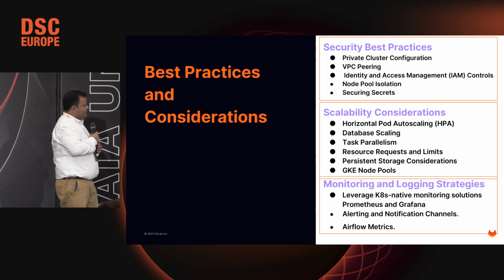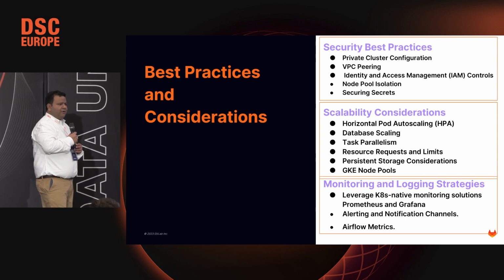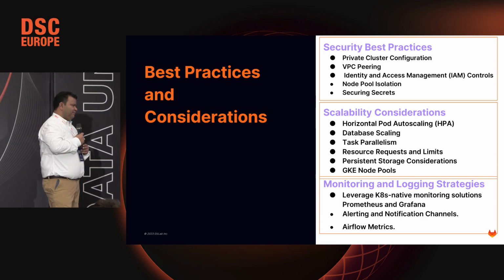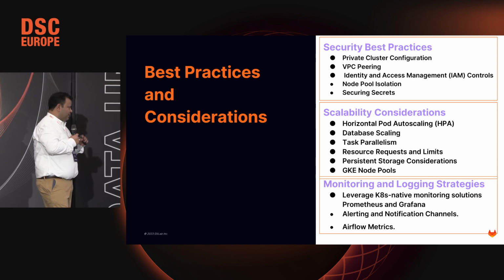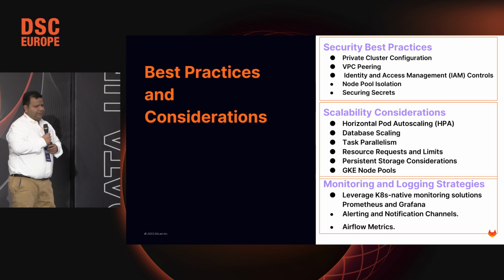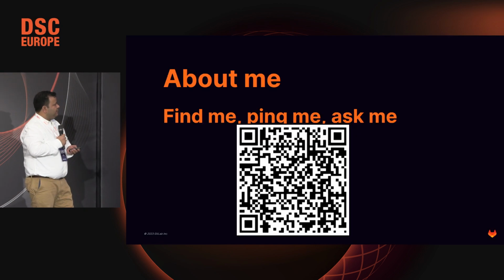Alerting and notification channels: we use Slack for all our Airflow failures, and we monitor our web server through Prometheus and Grafana, and if it goes off at any time, we get an instant alert, and we use Airflow metrics to monitor it.